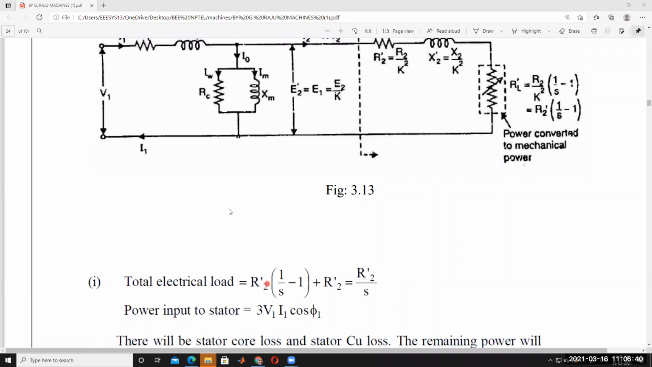Power input to the stator is 3V1 I1 cos phi, because power is VI cos phi. For a single-phase system it is just VI cos phi, and for three phase it is 3 into V1 I1 cos phi1. This cos phi1 is the input power factor of the induction motor. Understood?